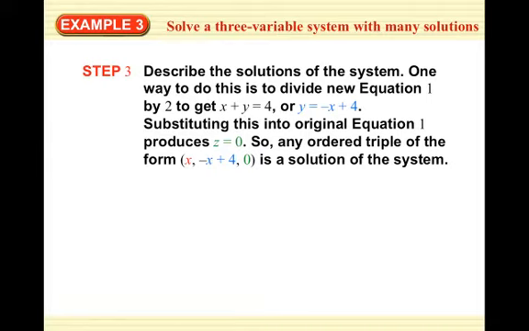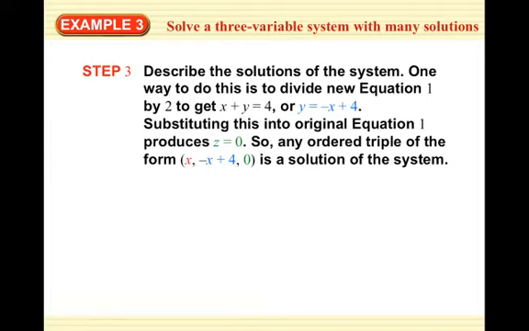Then we're going to substitute those into the original equation 1. The original equation 1 was x plus y plus z equals 4. So if we substitute in, we leave x as x, and then we do -x plus 4 for y, we get x plus -x, well that's 0, plus 4, plus z equals 4. Subtract 4 from both sides and you get z equals 0. So any ordered triple of the form (x, -x plus 4, 0) is a solution to the system.